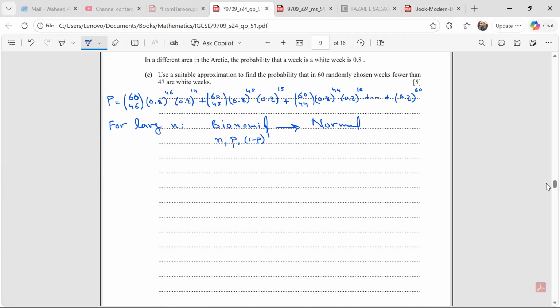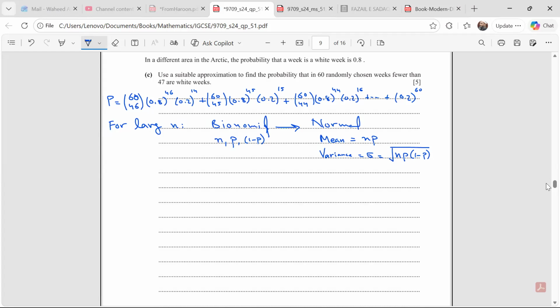Normal distribution is specified by two parameters, which is mean and variance. So how do I find the mean? I'm trying to approximate this binomial distribution by normal distribution. So I need to know the mean and variance. So mean is basically n times p. Okay, and variance, which is sigma, it is square root of n p q, where q is 1 minus p basically. Okay, so this will calculate these two parameters.